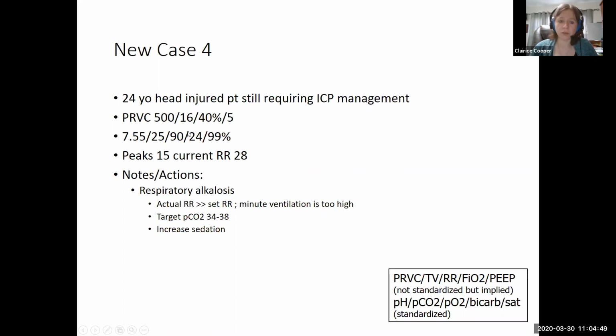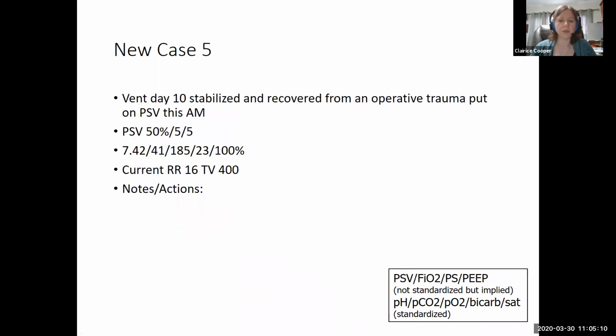Changing our order for the rate isn't going to help because they're initiating too many breaths. For a head injured patient, we want an optimal CO2 around 34 to 38. So increasing sedation or even chemical paralysis sometimes is necessary. But increasing sedation would be our first step for this patient. Next case, I'll pause while you consider what you would do.